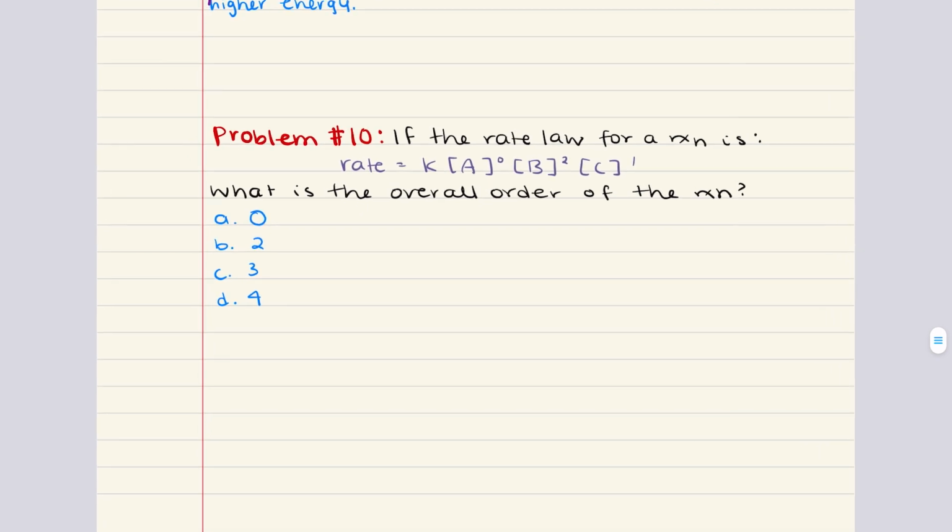Problem 10 says if the rate law for a reaction is the following: rate equals K multiplied by the concentration of reactant A to the 0 order, multiplied by the concentration of B to the 2nd order, multiplied by the concentration of reactant C to the 1st order. What is the overall order of the reaction? This is going to be a really simple question. The overall order of the reaction is just the sum of the exponents in the rate law. And so it can be calculated really easily as 0 plus 2 plus 1, and that gives us a total of 3. And that means that the correct answer for problem 10 is going to be C.